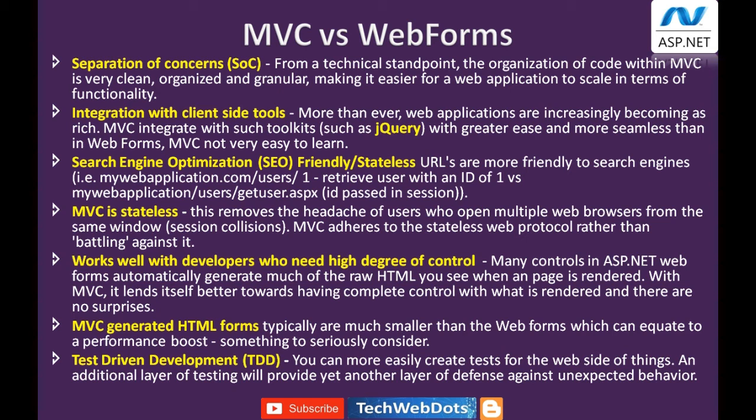So it works well with developers who need a high degree of control. Developers have full control over the generated HTML. Many controls in ASP.NET Web Form automatically generate much of the raw HTML, and you see it when a page is rendered. With MVC, it lends itself better towards having complete control over what is rendered, and there are no surprises. MVC generated HTML forms are typically much smaller than Web Form ones, which can be equated to a performance booster. Yes, one page is heavy and one page is very light, so it makes a difference, something to seriously consider. So it is test driven as well. You can more easily create tests for the websites.